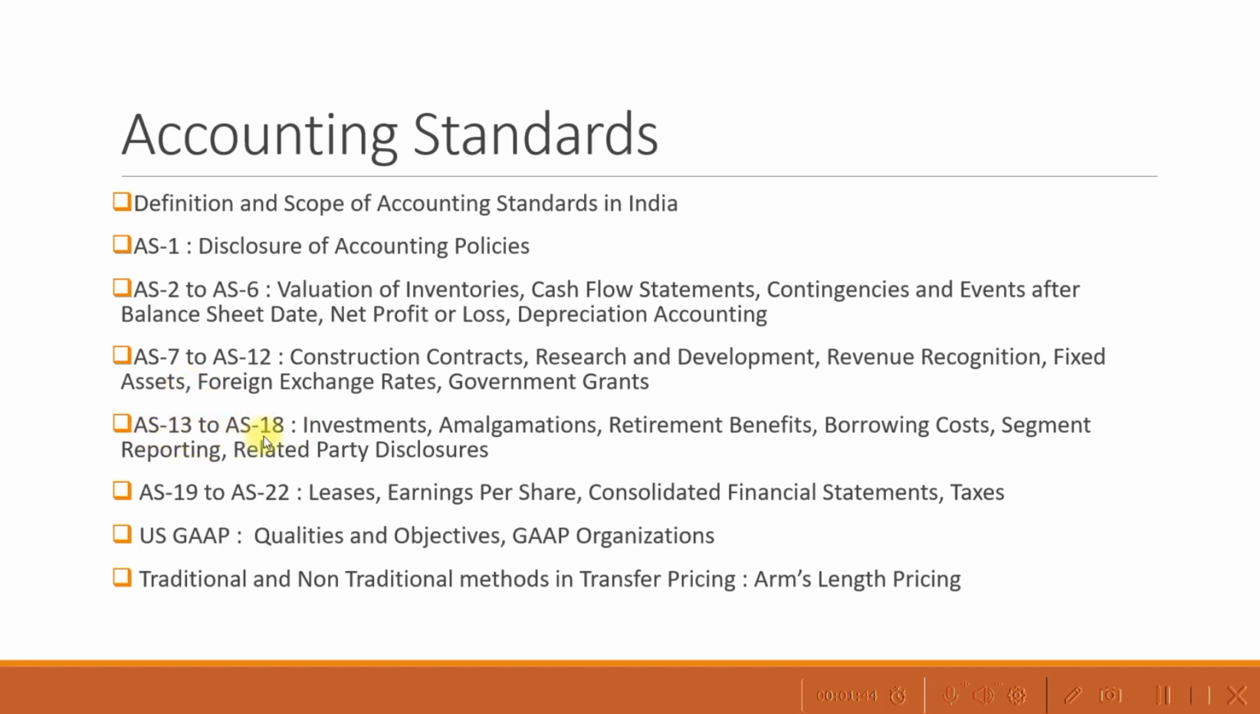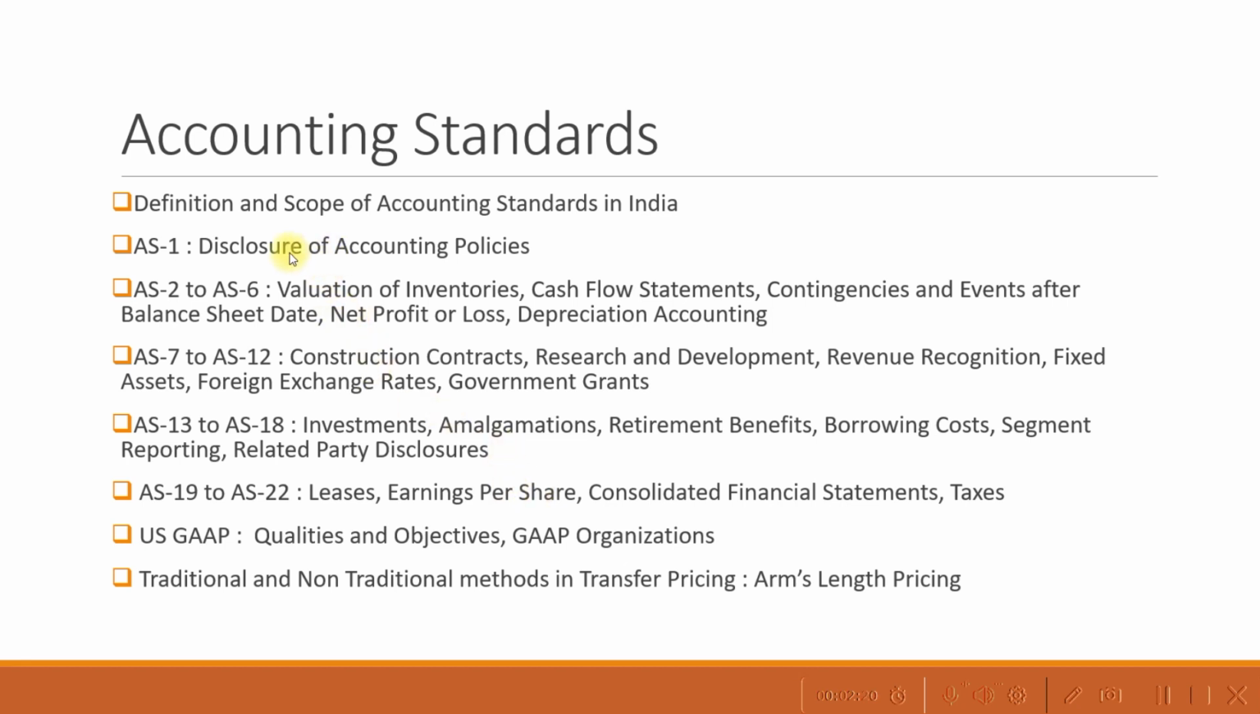From accounting standards 13 to 18 are investments, amalgamations, retirement benefits, borrowing costs, segment reporting and related party disclosures. So out of which we will be explaining about borrowing costs and related party disclosures. From accounting standard 19 till 22, we'll be explaining leases and earnings per share. Consolidated financial statements and taxes we may not be explaining. And then there are other accounting standards also.